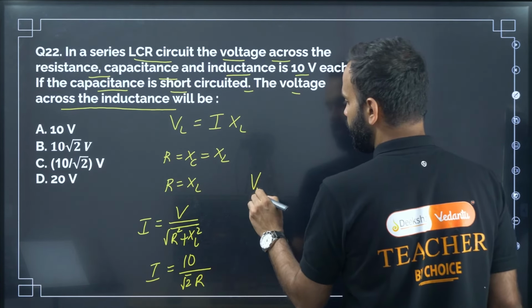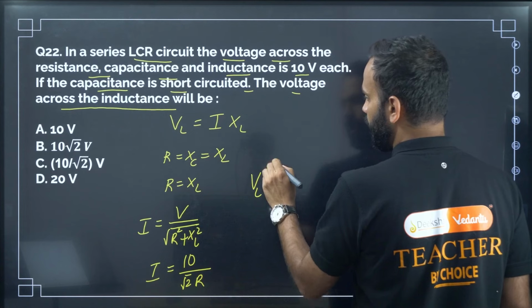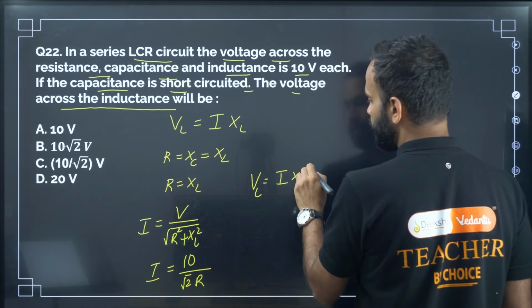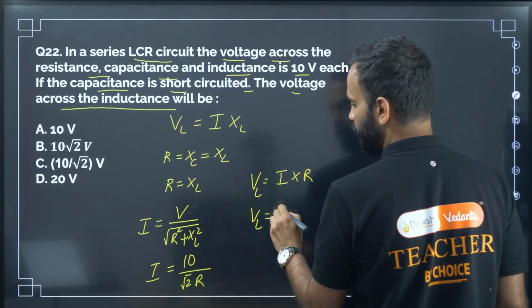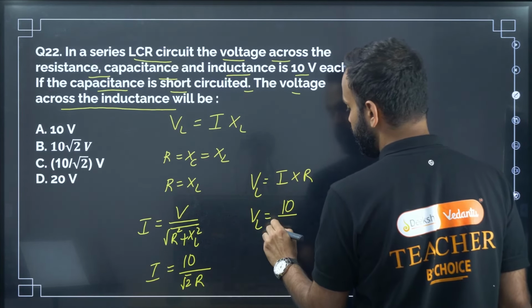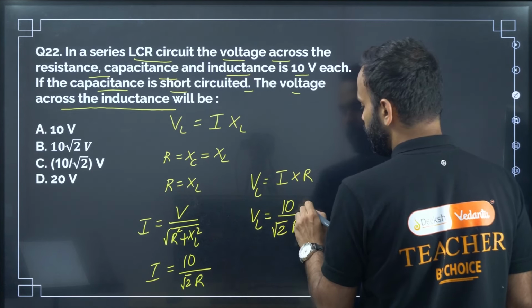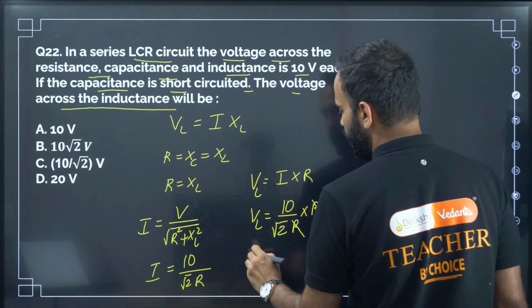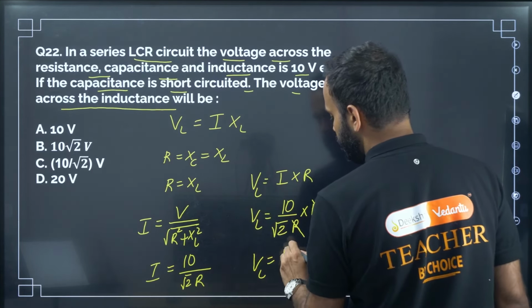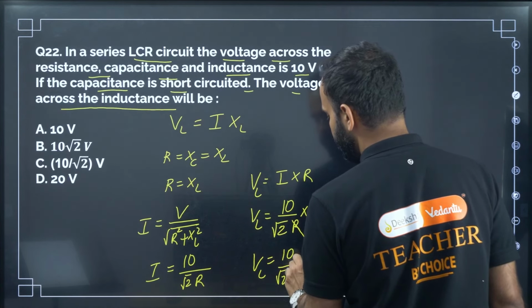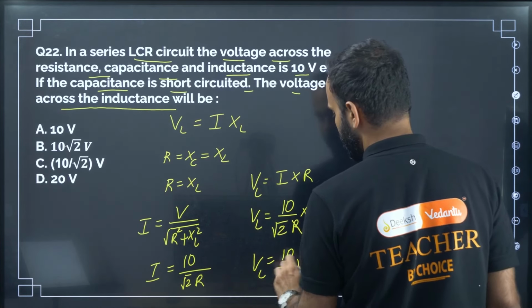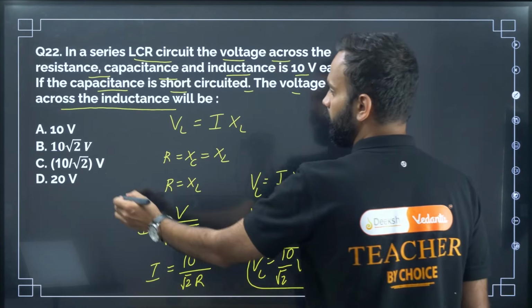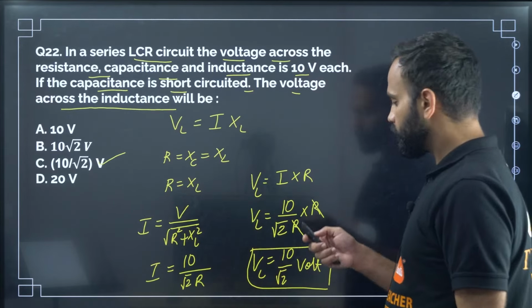So voltage across the inductor is equal to I into XL, right? XL is R. So VL is equal to I, which is 10 divided by root 2 into R, into R. R will get cancelled. VL equal to 10 divided by root 2 volt. The correct option is C.